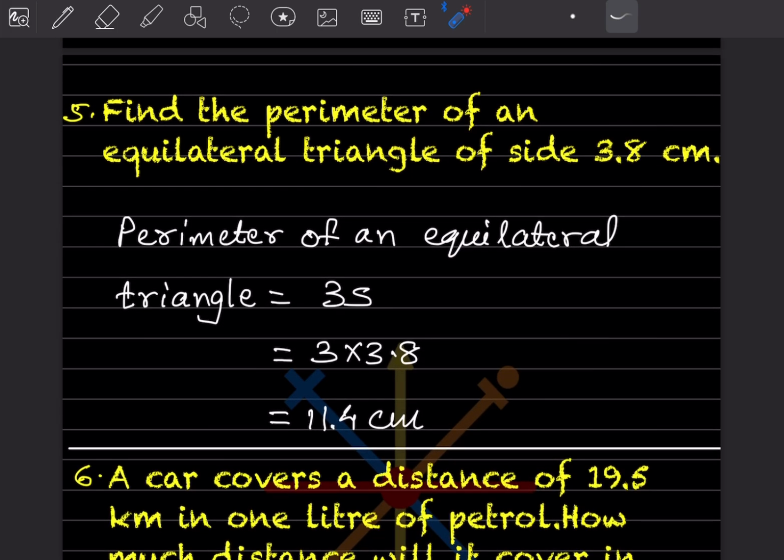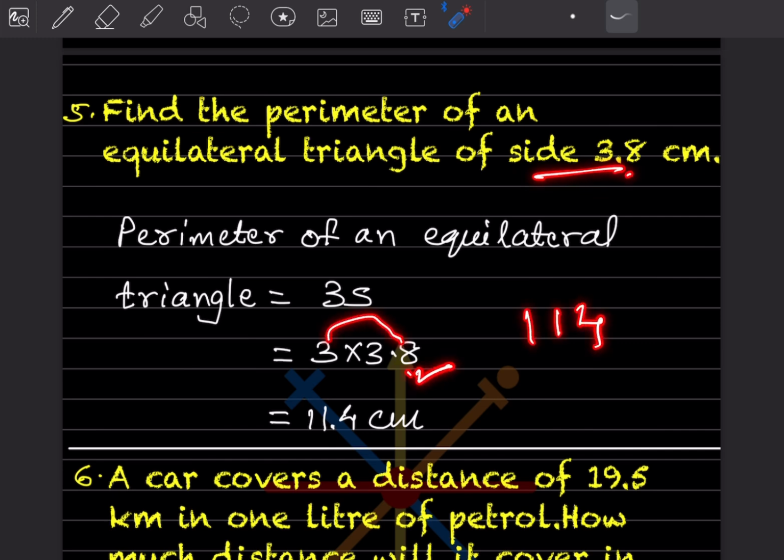Find the perimeter of an equilateral triangle of side 3.8 centimeters. Because this is an equilateral triangle and perimeter means the sum of all sides, you're going to add this and this and this one. So that is going to be 3 times the side, which is given as 3.8. When you multiply this one, that is going to be 114.